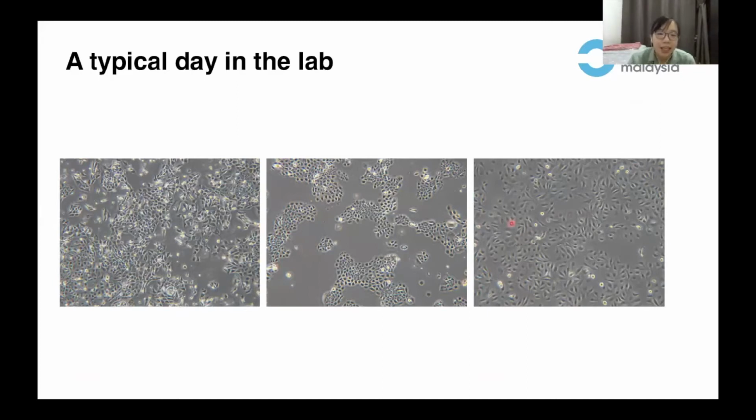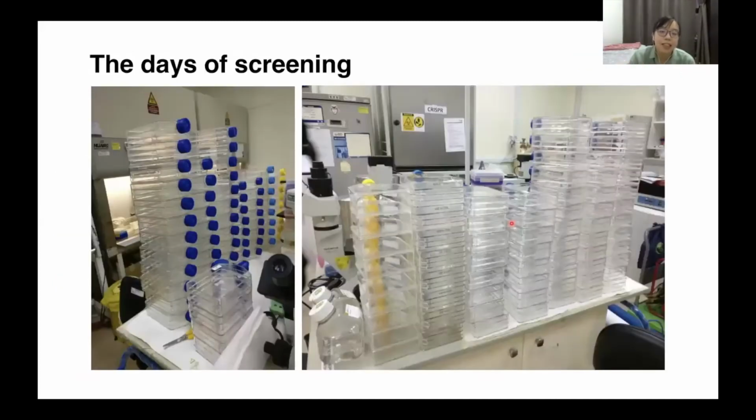Just to give you a glimpse, this is how it was when we did the CRISPR-Cas9 screening. It was walls and walls of flasks. And to give you a glimpse of how big the scale was, I think that's my colleague there, and you can see that it's level with her height. So that was a lot of cell culturing work.